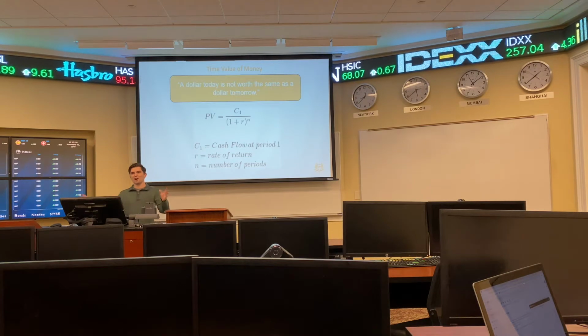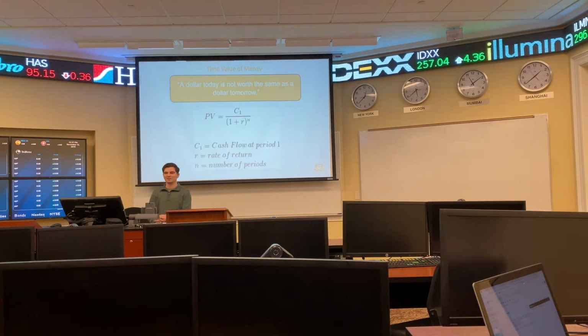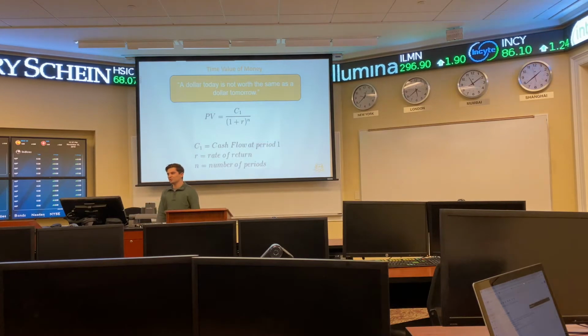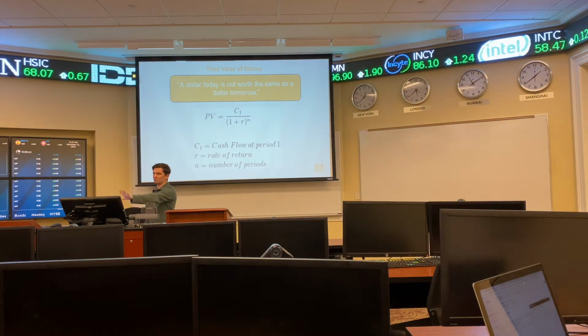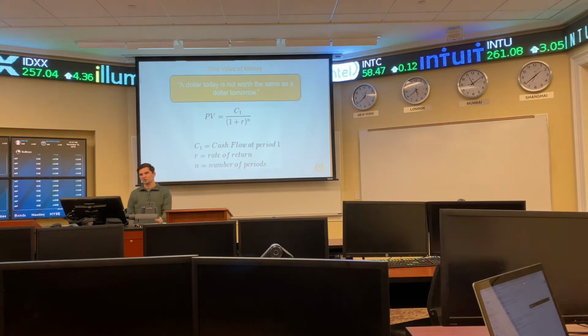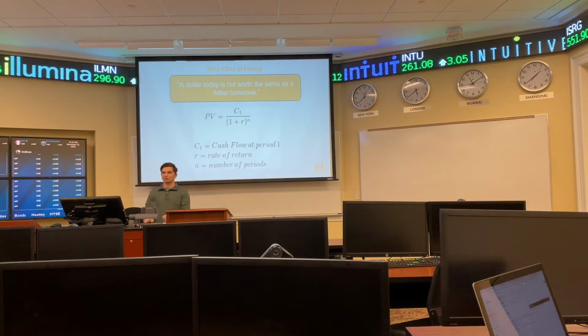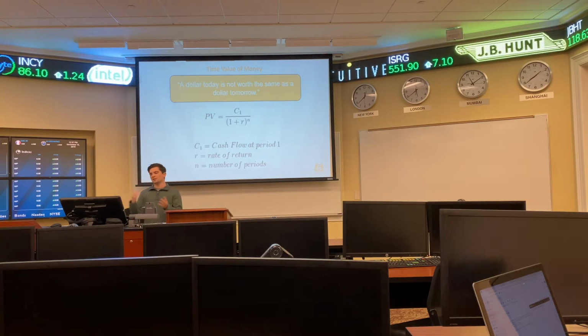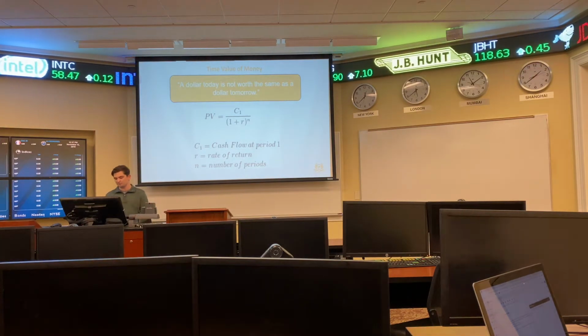The common thing you think of with time value of money is that $1 today is not worth the same as what it is tomorrow. So that equation right there is the present value of something. You have your cash flow at the next day, the interest rate on the cash, or what it's going to be discounted by underneath of it, and then that compounds for the number of periods.